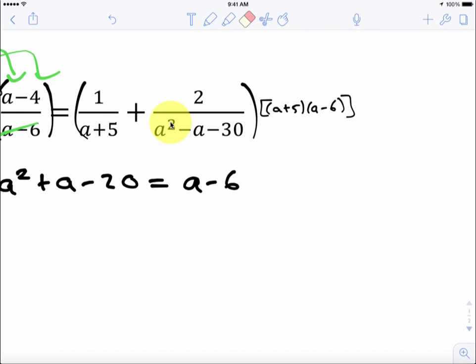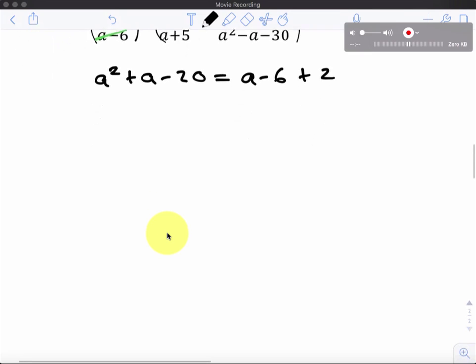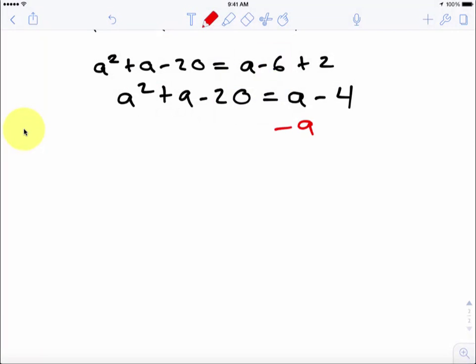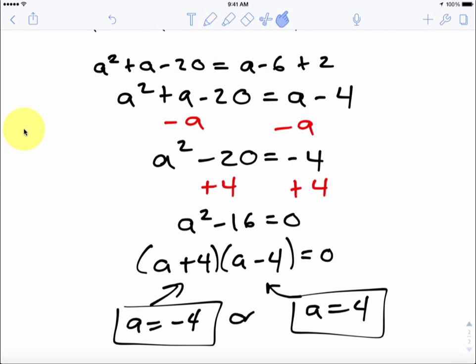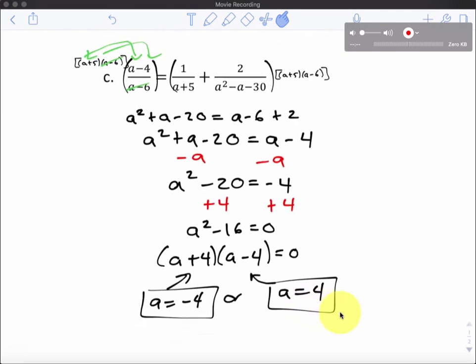And once again, we have a polynomial equation. I'm feeling pretty confident in your ability to go ahead and solve this one. All right, so now that we had this nice polynomial equation, we found our two solutions to be that a could be -4 or a could be +4.